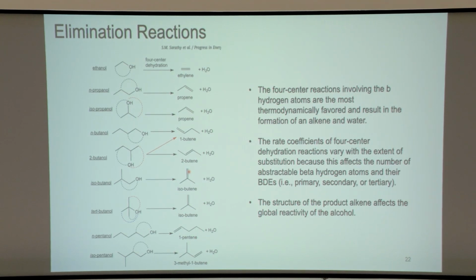Okay, so I'll skip. This is for alcohols, okay? If you want elimination reactions for alkanes, it's pretty straightforward. We only have these types of unimolecular fission reactions. When you have alcohols, it's a bit more complicated. There's one other kind of reaction. We call these unimolecular elimination reactions, and that's what's shown here.